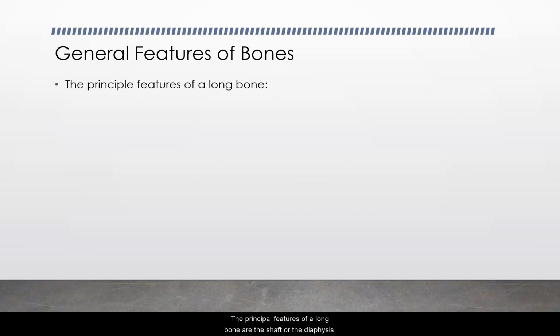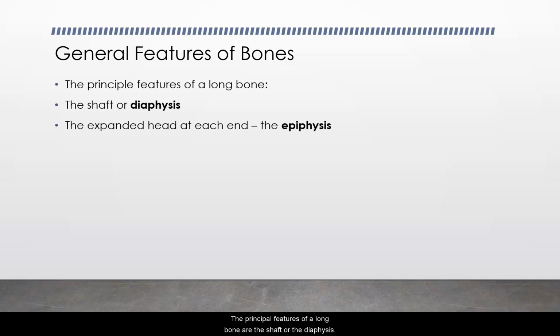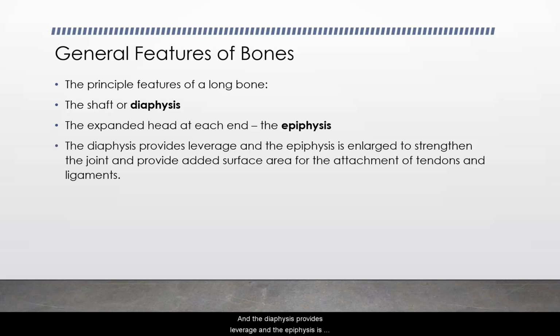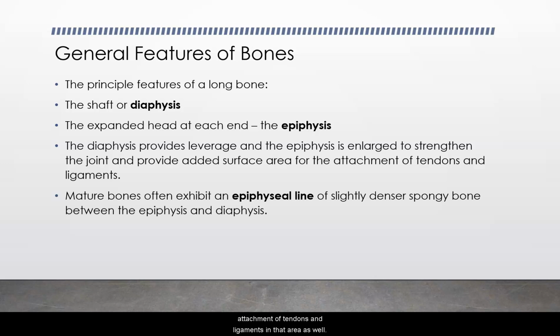The principal features of a long bone are the shaft or the diaphysis, the expanded head or the epiphysis. The diaphysis provides leverage, and the epiphysis is enlarged so that you can strengthen the joints in which it is inside of. It provides added surface area for the attachment of tendons and ligaments in that area as well.